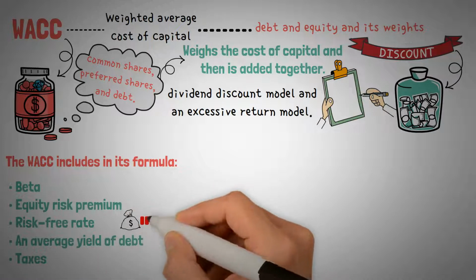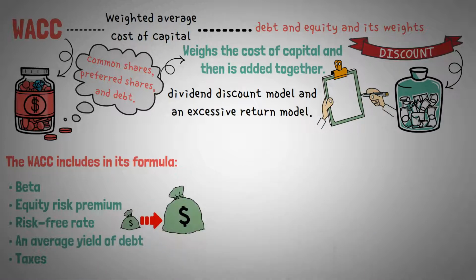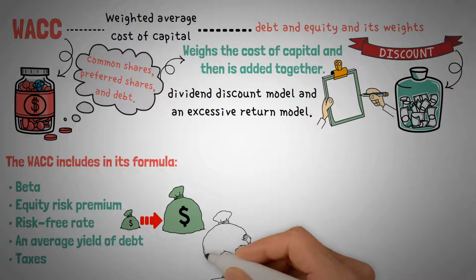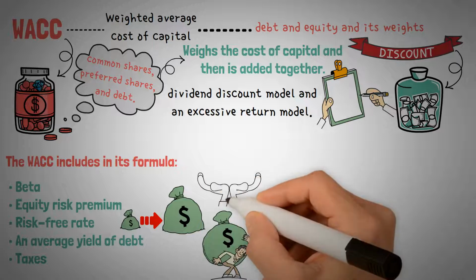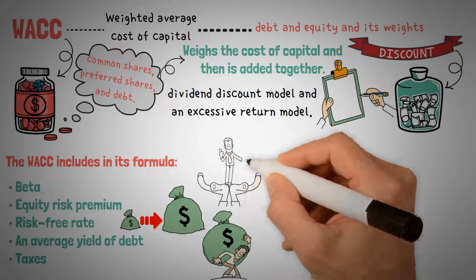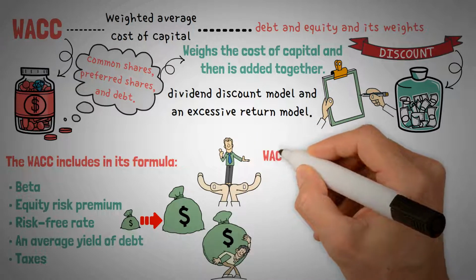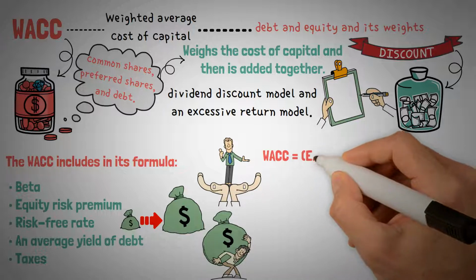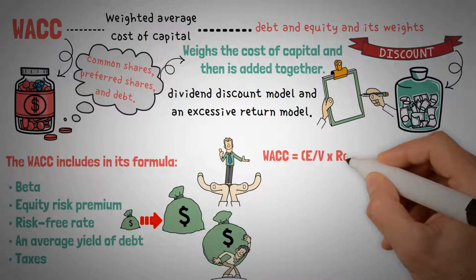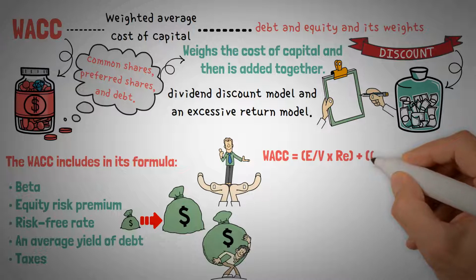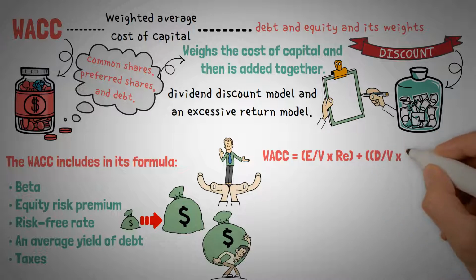As we can see, WACC takes elements of your investment's equity or risk and the impact of debt and its interest payments. The formula for WACC is below. WACC equals E/V times RE plus D/V times RD multiplied by 1 minus T.